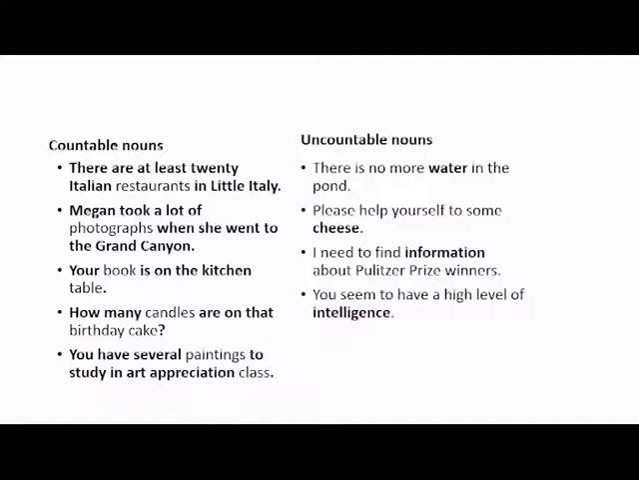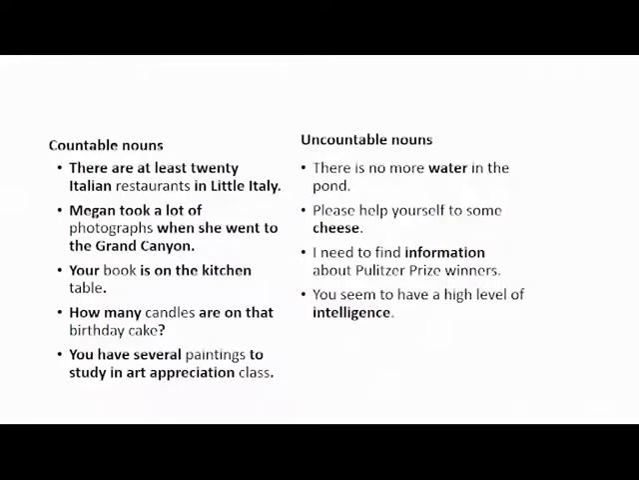And then uncountable nouns, you have examples such as, there is no more water in the pond. We found one uncountable noun here, which is water. You cannot count water. And then you also have, please help yourself to some cheese. Again, you cannot count cheese.